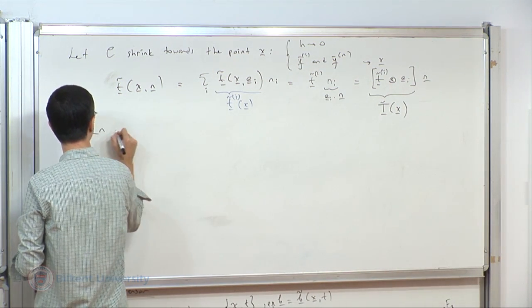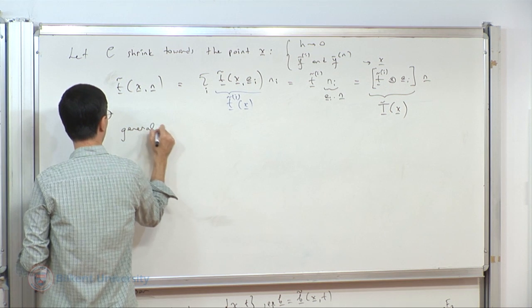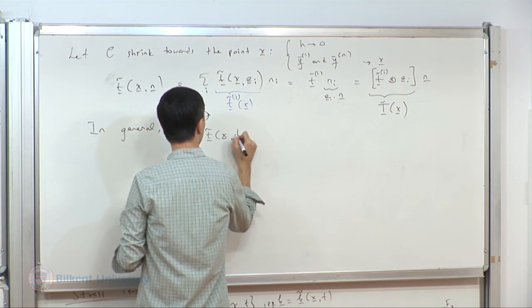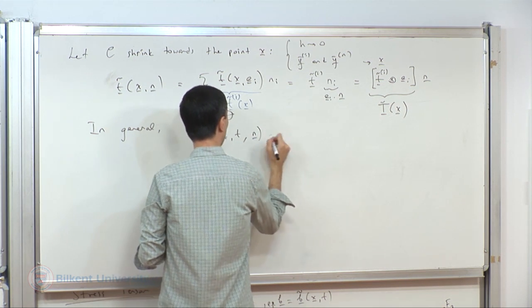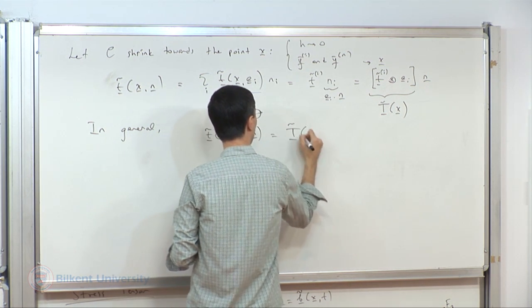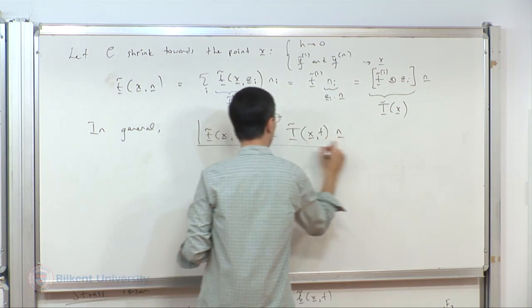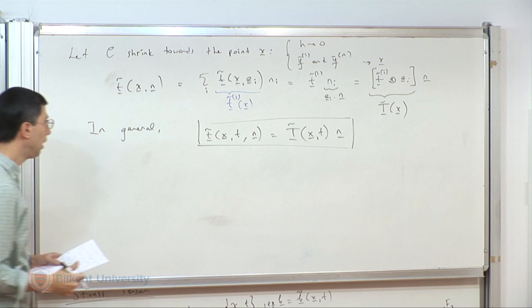So in general, we have, therefore, traction depending on position, time, and an outward unit normal is expressible in terms of a tensorial function of position and time multiplying the normal explicitly. Okay, and done.